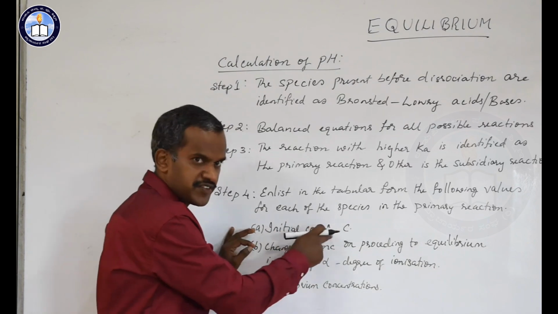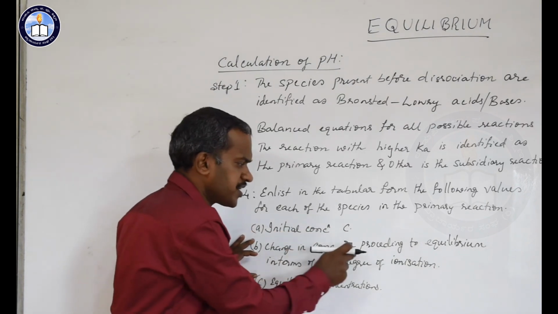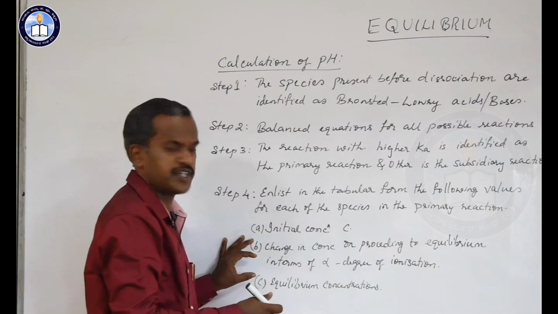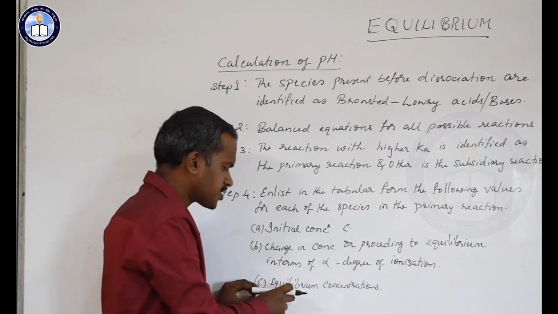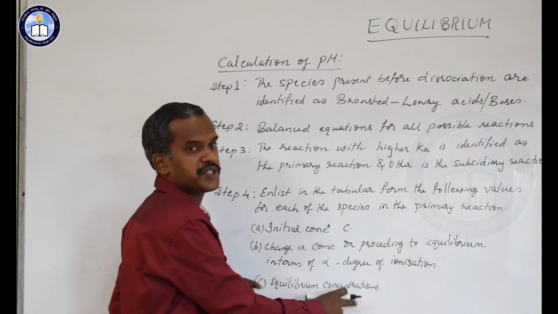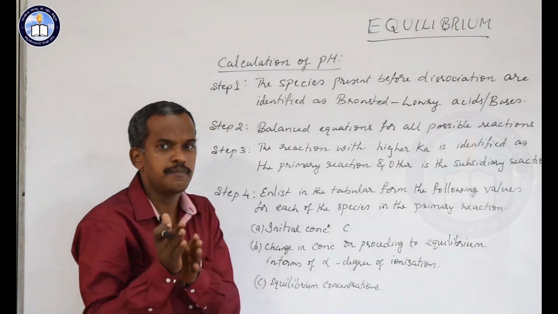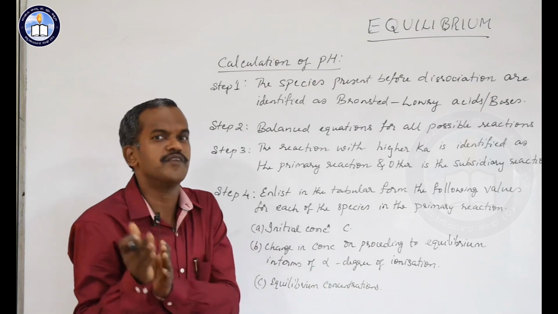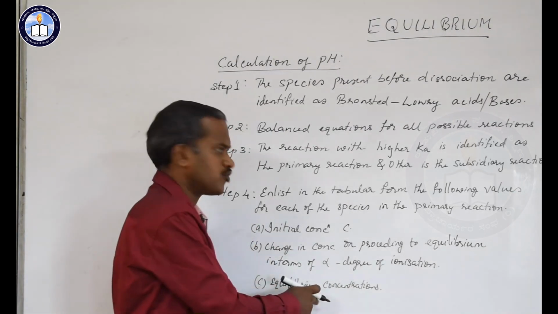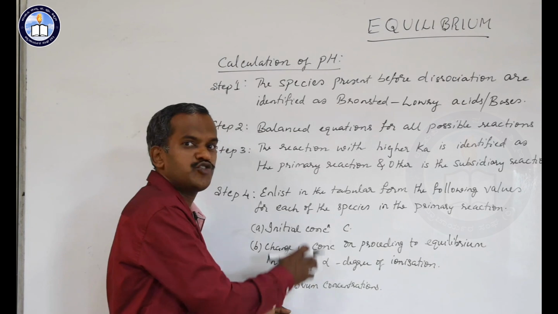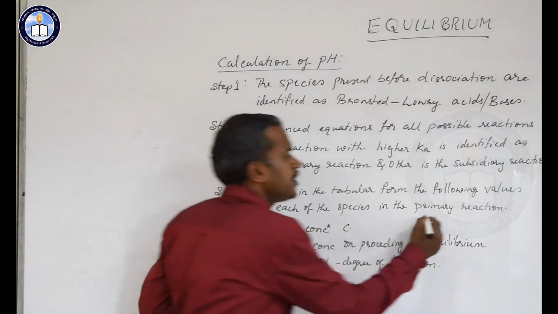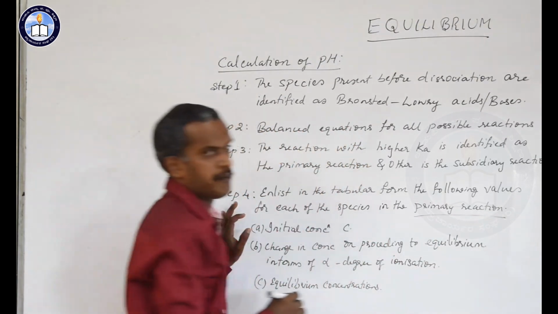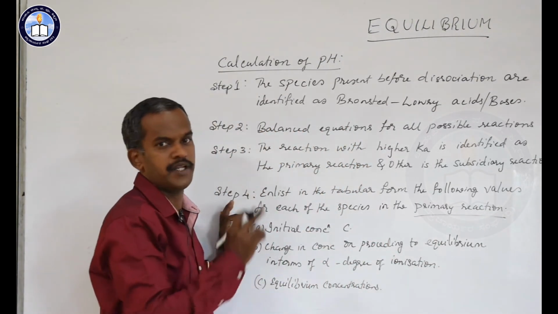First one is the initial concentration, then the change in concentration which proceeds towards the equilibrium, that is in terms of alpha, the degree of dissociation, and the next one is the equilibrium concentration. So the concentration left after a particular time, as well as the concentration at the equilibrium point. So remember, these are the 3 values you have to represent in the tabular form. For which reaction? For the primary reaction only. That you have to remember, not for all the reactions, only for the primary reaction.